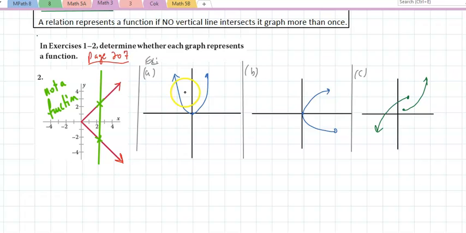So, if I get to example A, I'll draw a vertical line. Basically, I'm looking for one exception. Is there anywhere in this graph I could draw a vertical line that will cross more than once? If I can't find it, then this is a function.